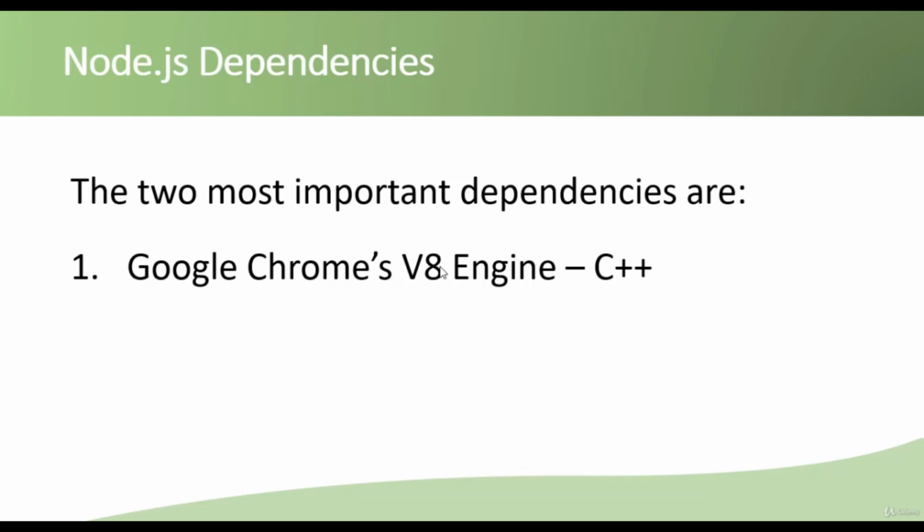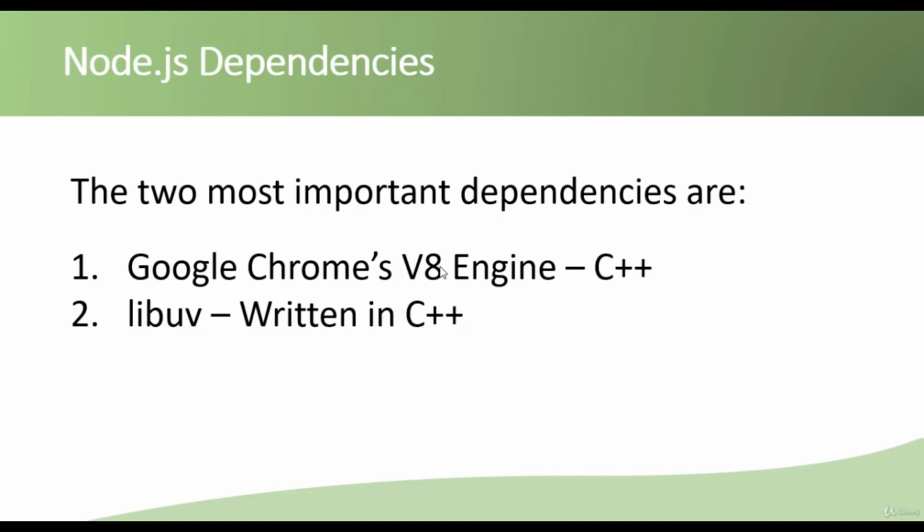Now the new thing in this slide is that Google Chrome's V8 engine is actually built in C++. So you may expect that the V8 engine is made in JavaScript, but this is wrong. Actually, this is built in C++. And the next dependency is libuv, which is a library that is also written in C++. Okay, so the libuv library is one of the most important dependencies of Node.js, and this is also written in C++.